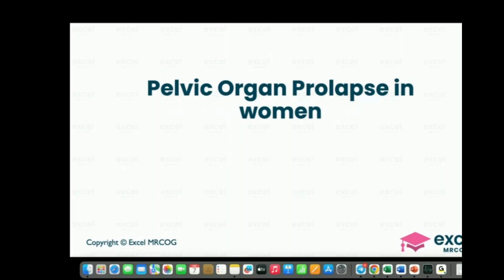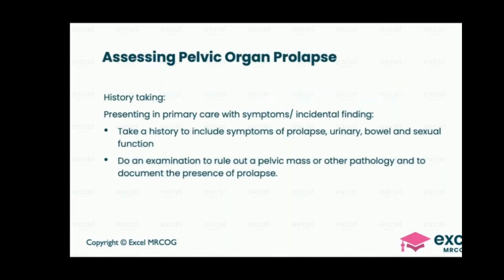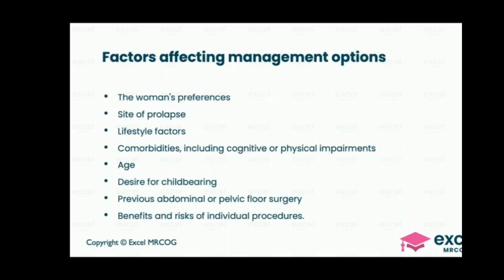So pelvic organ prolapse, let's check the flow. Basically, as we have seen for urinary incontinence, here you do history taking, and then you check whether there are urinary symptoms, bowel symptoms, sexual symptoms. Sexual function being affected or not is important, and do an examination for the pelvic mass. When you're managing the patient, you have to take her preferences into account, see where the prolapse is, and lifestyle factors. This is more important for part 3. You will not be asked a question on this, but this is important for history taking in the part 3 examination.